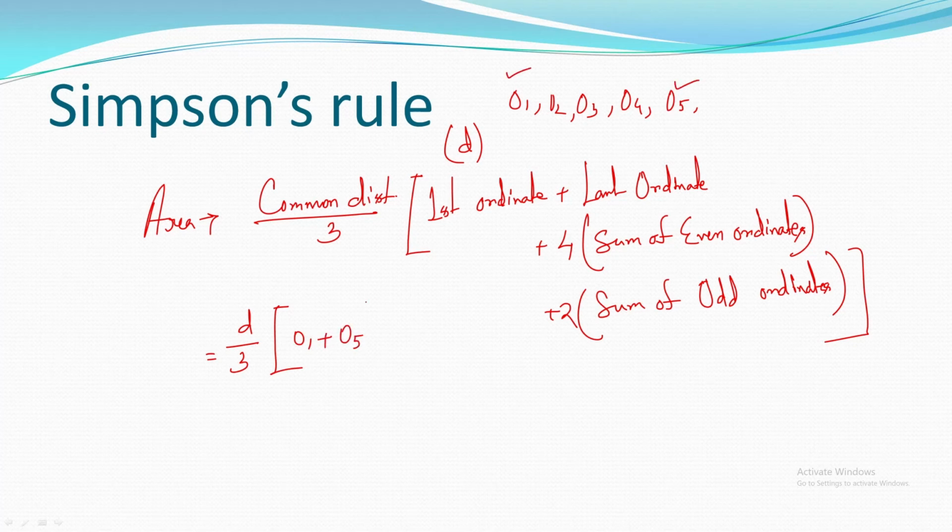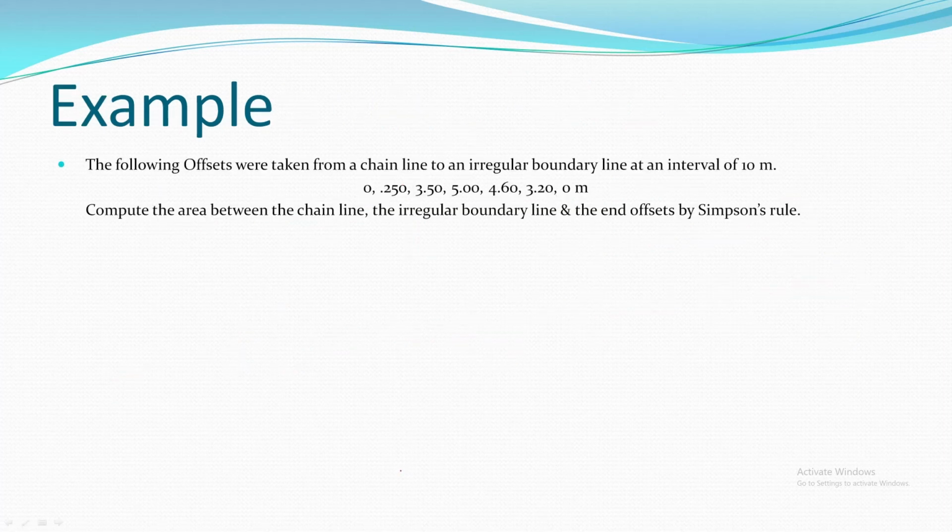and this is the last one, plus 2 into the odd ordinates. Over here only one odd ordinate is there, that is O3, and plus 4 into even ordinates, so here O2 plus O4. So, this is the final expression to determine the area considering 5 ordinates. Okay. So, in this way we can solve any problem.